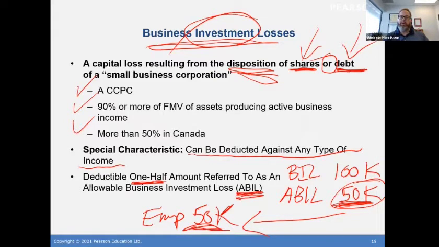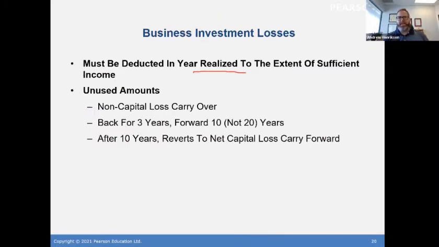But if your employment income was the only income you had and it was only 25, you could only use the 25 in the year. You would have to use that. And in that case, then you would have an additional 25 left over. So those unused amounts become a non-capital loss carryover. So that's the good news. So that means because they're non-capital, they continue to be able to be applied against anything.